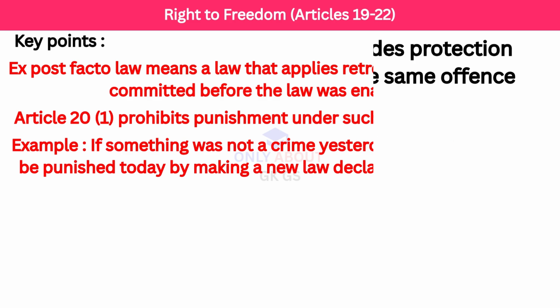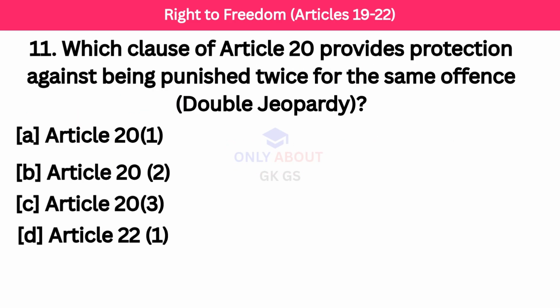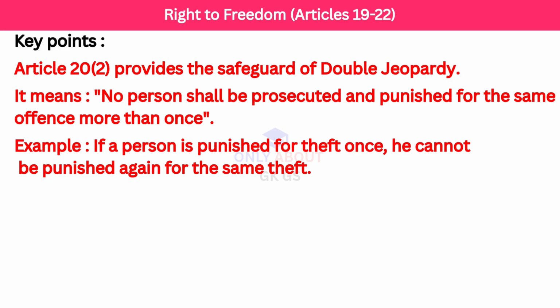a crime. Next question. Which clause of Article 20 provides protection against being punished twice for the same offense? Correct answer, Article 20 Clause 2. Key points. Article 20 Clause 2 provides the safeguard of double jeopardy. It means no person shall be prosecuted and punished for the same offense more than once. Example, if a person is punished for theft once, he cannot be punished again for the same theft.